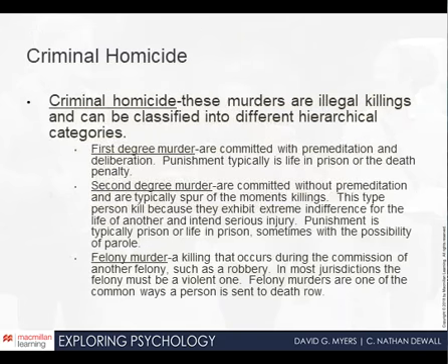Here are some of the clarifications. First-degree murder are committed with premeditation and deliberation. Basically, the idea is that someone planned to kill someone and they carried it out. Second-degree murder are committed without premeditation and are typically the spur-of-the-moment killings. This type of person kills because they exhibit extreme indifference for the life of another and intended serious injury. And then we have felony murder, a killing that occurs during the commission of another felony, such as a robbery. In most jurisdictions, the felony must be a violent one. Felony murders are one of the more common ways a person is sent to death row.